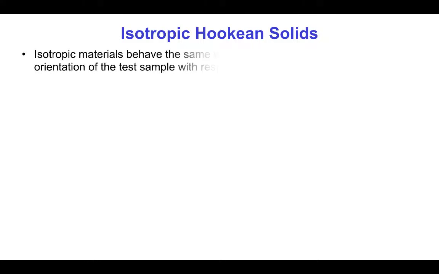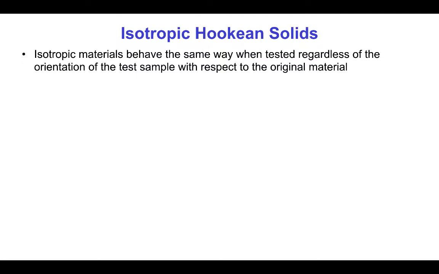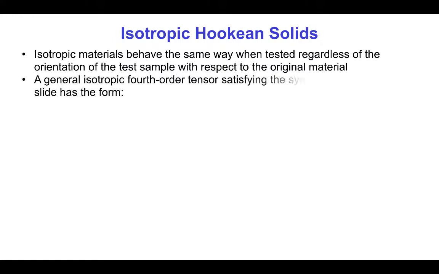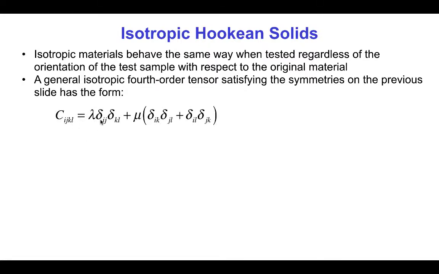So let's look at the special case of isotropic Hookean elastic solids. In isotropic materials, the response is the same regardless of the orientation of the test sample with respect to the original material. A general fourth order tensor satisfying the symmetries that we described on the previous page that is also isotropic has the following form. So Cijkl equals lambda times delta ij times delta kl plus mu times delta ik delta jl plus delta il delta jk. So in other words, we have reduced something that had 21 different independent constants to something that can be described in terms of two constants, lambda and mu.